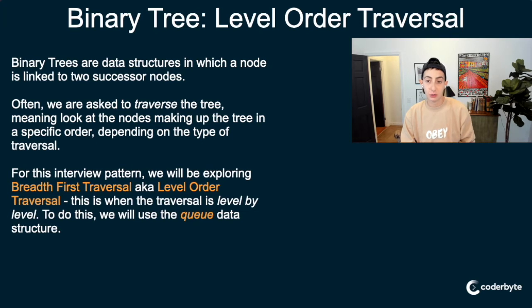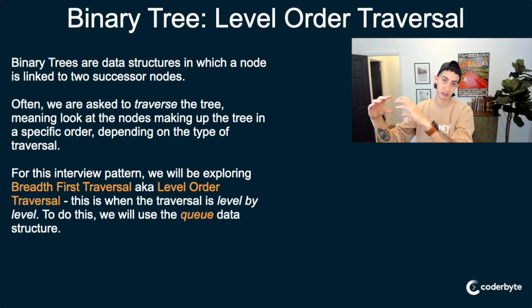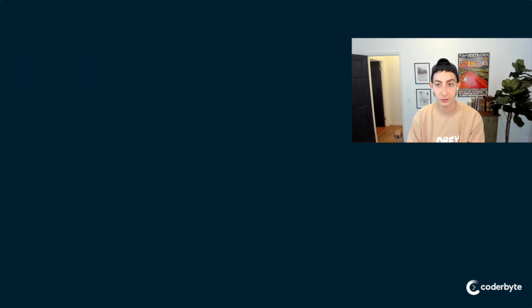For this interview pattern, we will be exploring breadth first traversal, aka level order traversal. This is when the traversal order is level by level. So if that root node is the first level, and then its children are the second level, and then those children's children are the third level, etc. To do this, we will use the queue data structure. If you don't remember what a queue is, it is first in, first out, just like when you're standing in line at the grocery store. And I think that just about covers our introduction for this interview pattern.